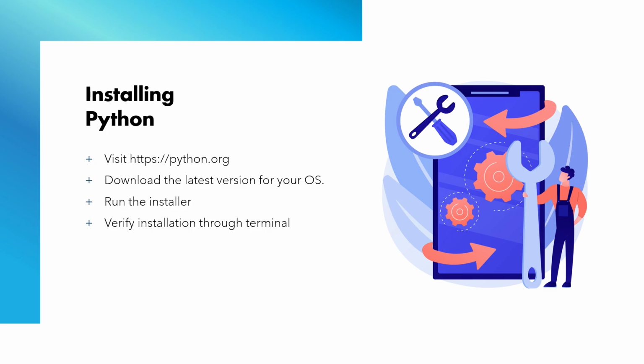To install Python, we're going to go to the official website of Python, which is python.org. And from there, we'll download the latest stable version of Python that is compatible with our operating system, run the installer, and then verify whether our installation is successful. Without wasting much of our time, let's open our browser and download Python.